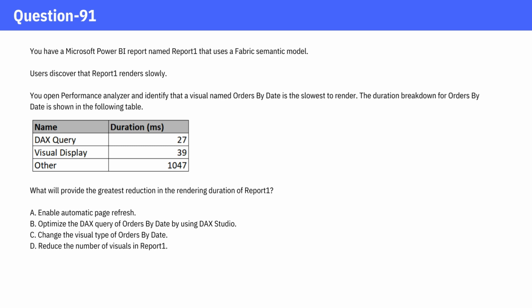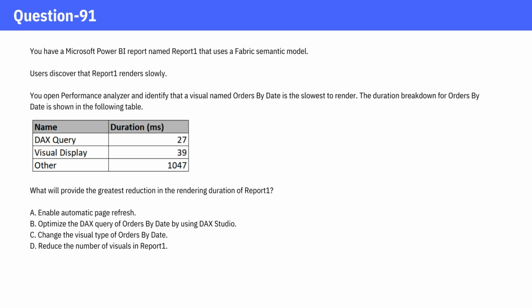What will provide the greatest reduction in the rendering duration of Report 1? A. Enable automatic page refresh. B. Optimize the DAX query of Orders by Date by using DAX Studio. C. Change the visual type of Orders by Date. D. Reduce the number of visuals in Report 1. Take a moment to think and verify your answer.